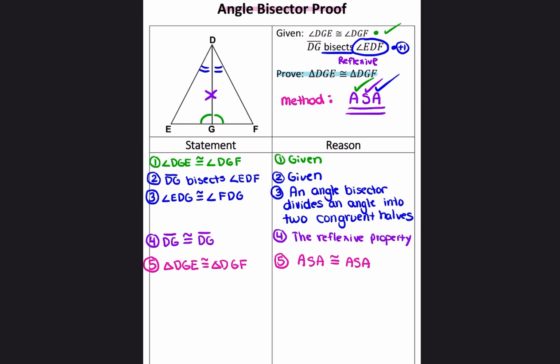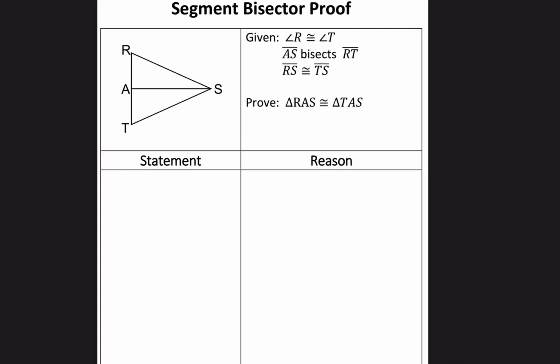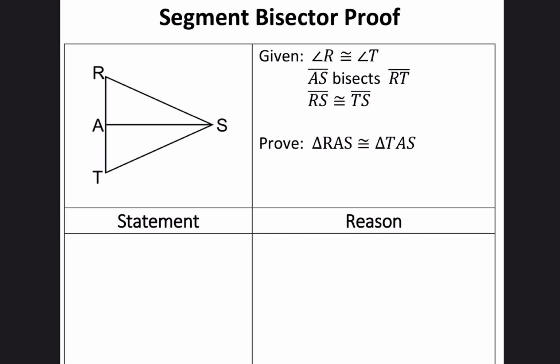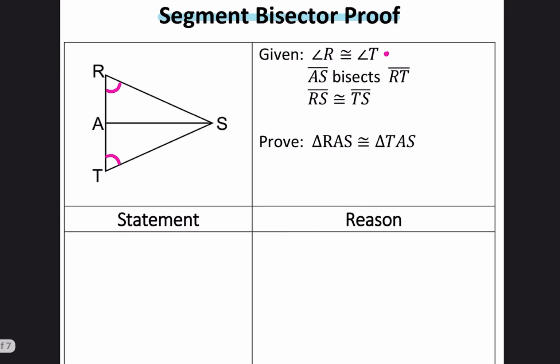Okay, so now that we've done an angle bisector proof, let's go ahead and do a segment bisector proof. And again, these are titled because it's your interactive notebook, but we won't always know. So let's go ahead and mark what we're given. First, we're given that angle R is congruent to angle T. Then here's our bisector, right? So it says AS bisects RT.